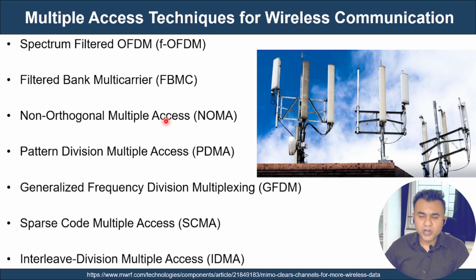There are a few more advanced versions such as spectrum filtered OFDM, also known as FOFDM, which is the advanced version of OFDM, overcoming its various shortcomings. We will also take a look at filter bank multi-carrier, and non-orthogonal multiple access, which we have already decided to go through. We'll also take a look, if time permits, at pattern division multiple access, generalized frequency division multiplexing such as GFDM, SCMA, sparse code multiple access, and there are various more. If time permits, we'll go through each of them.